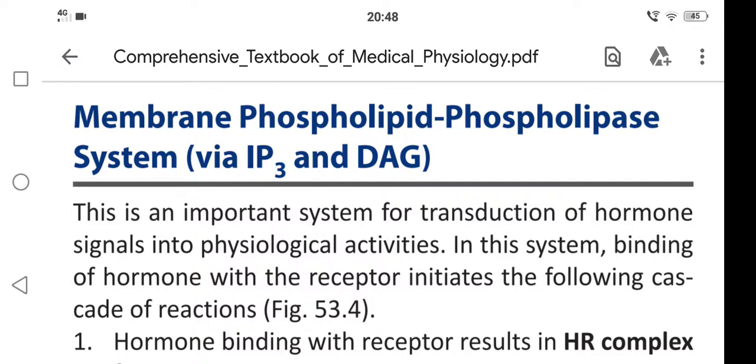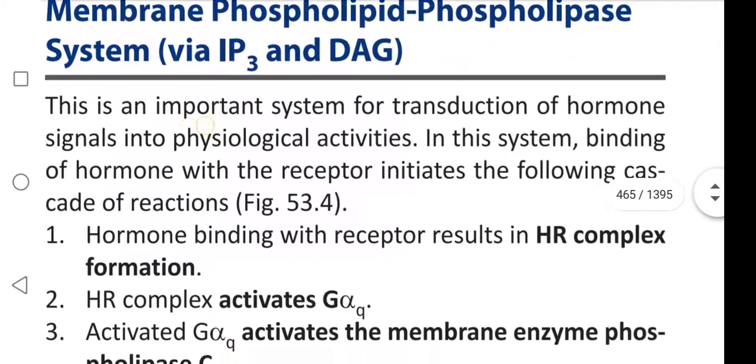Today we are going to learn about the membrane phospholipid phospholipase system via inositol triphosphate and diacylglycerol. This is an important system for transduction of hormone signals into physiological activities. In this system, binding of hormone with the receptor initiates the following cascade of reactions.